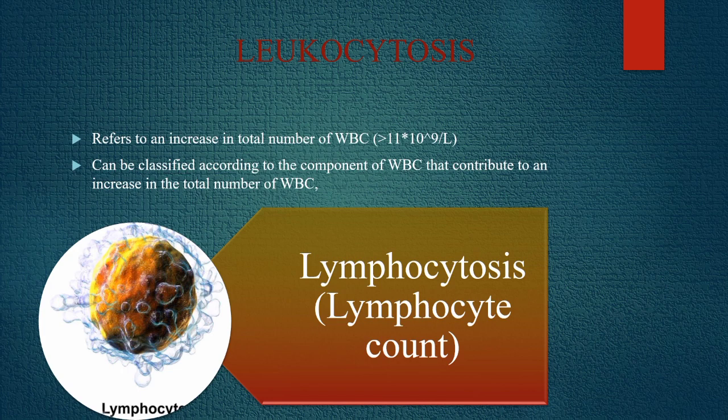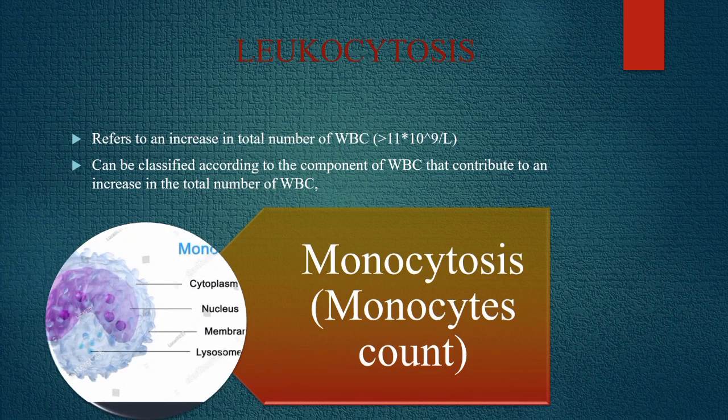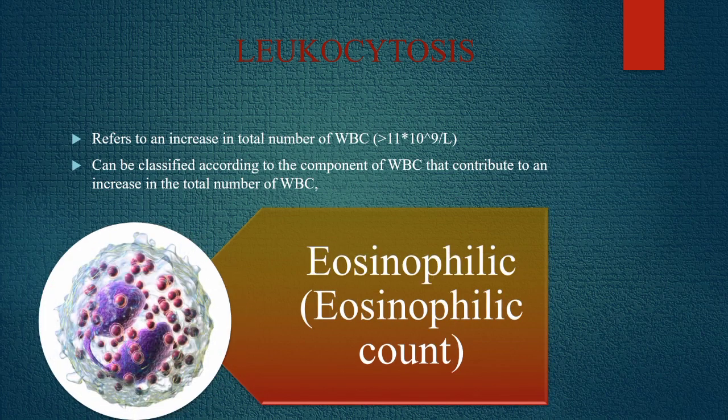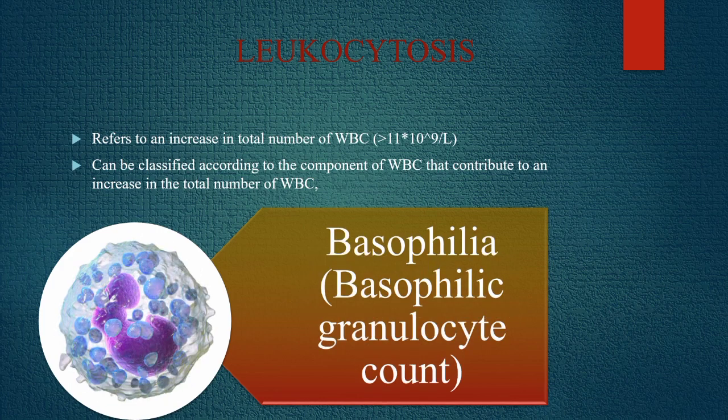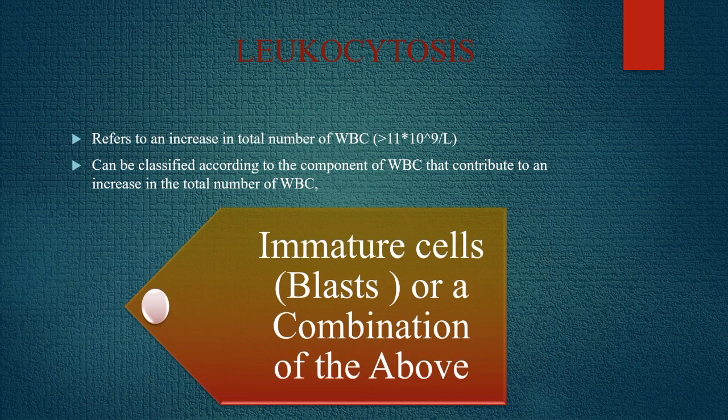Now, the monocyte count could also increase, leading to what we call monocytosis, and the eosinophil count could also increase, leading to what we call eosinophilic leukocytosis or eosinophilia. The basophilic granulocyte count could also be the cause, leading to basophilia. And sometimes it could just be immature cells. This is what we call blasts, or a combination of the above. In the next few minutes, we shall be seeing what we call the left shift, where immature cells are involved or are released from the marrow storage pool.